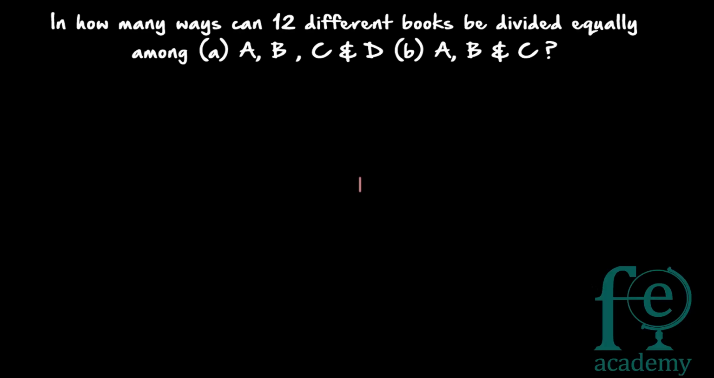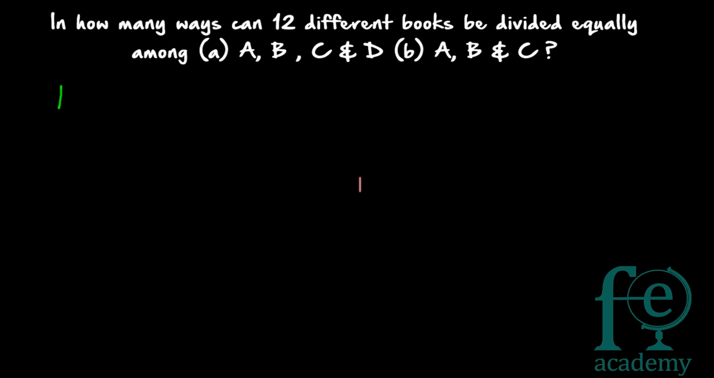So today's question is, in how many ways can 12 different books be divided equally among A, B, C and D, and in how many ways can 12 books be divided equally among A, B and C? So how many ways can 12 different books be divided among 4 people, and in how many different ways can 12 books be divided among 3 people? So that is the given question.